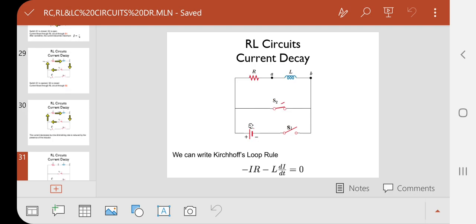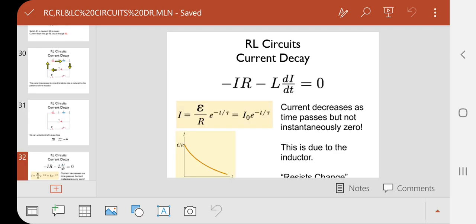Now, using Kirchhoff's voltage law, the algebraic sum around a closed circuit is equal to 0. The closed circuit is formed here only through A, B and A, the loop through S2 only, not through S1. So the drop across the resistance and the drop across the inductance sum to 0. Therefore, minus IR minus L dI by dt is equal to 0. From this relation we get the RL circuit current decay.